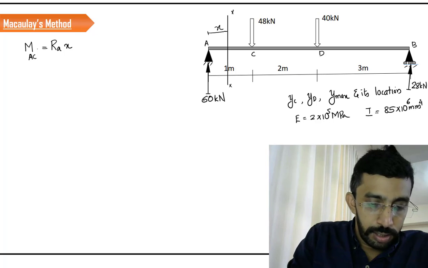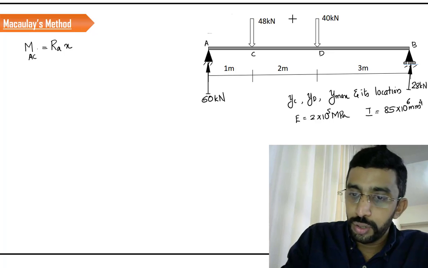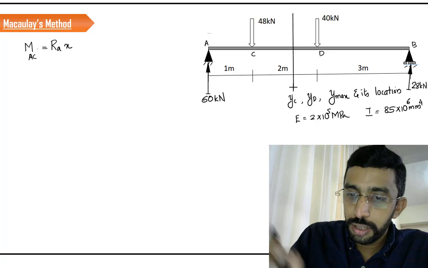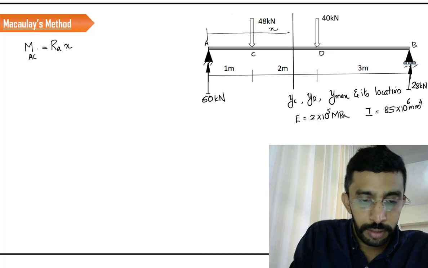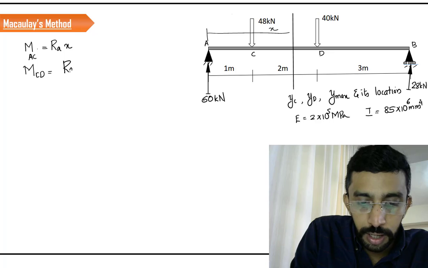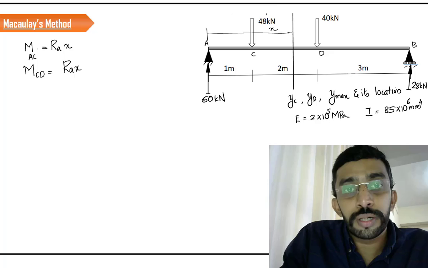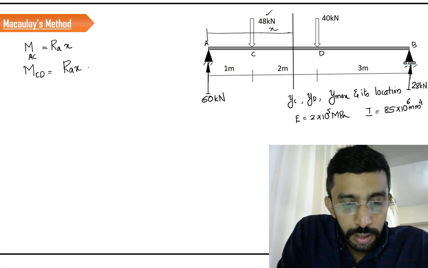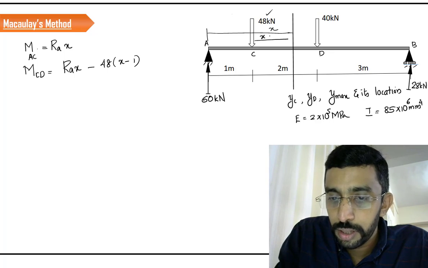Now let's move this section from AC to the section CD, where this length is defined as X. Then the moment between C and D can be stated as RA into X, because this distance is X. Now we have to consider the moment due to the load 48, so minus 48 into X minus 1, because this length is going to be X minus 1.